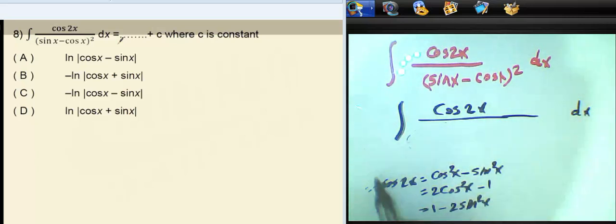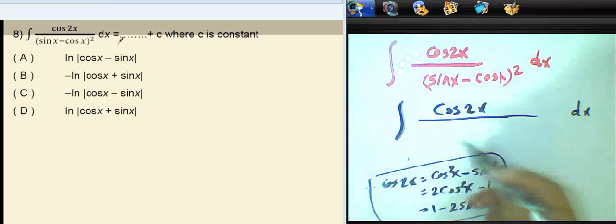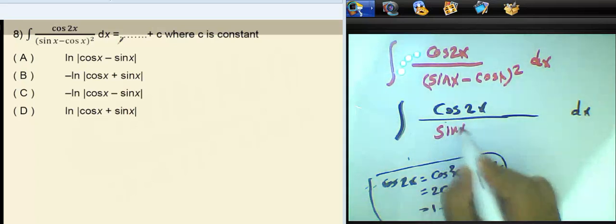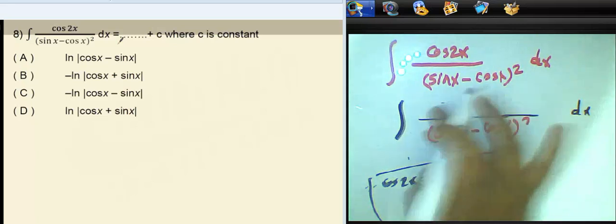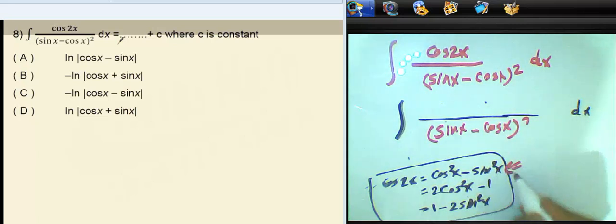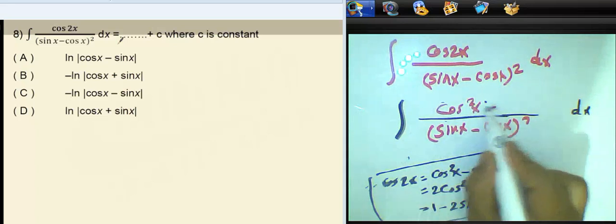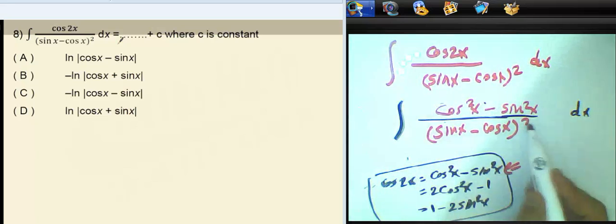Don't write the rule or find the result about the power of this function. Write here sine x subtract cosine x power 2. Why? Because cosine 2x, we can write this rule here in the top, cosine power 2x minus sine power 2x, and we can factorize this term.